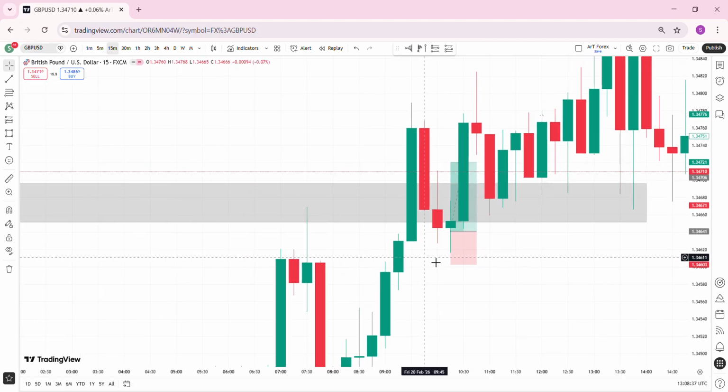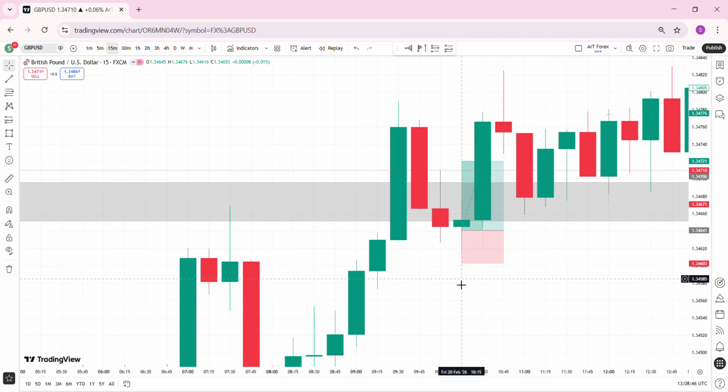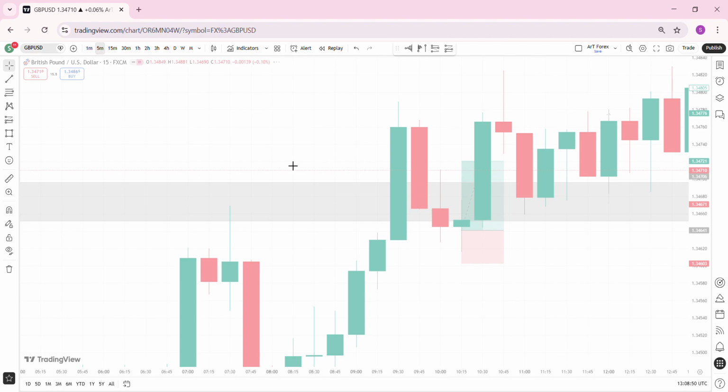I expected the market to come and take this low before moving up. As you know, the strategy that we're using, we also look for the liquidity. That's one of the factors that we also rely on.